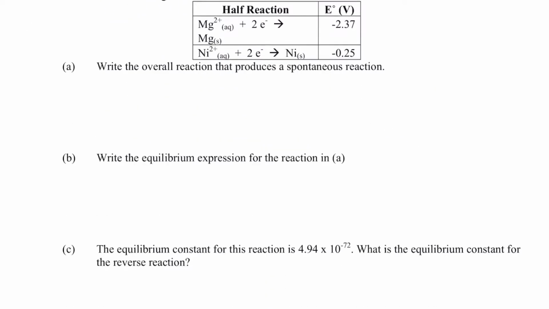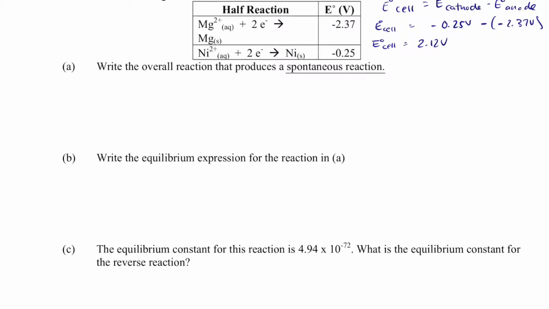Okay, so let's do this second one. Here we've got the following table, and we want a spontaneous reaction. Well, if we remember from previous notes, that is going to be E cell is equal to E cathode minus E anode. And we have negative 0.25 volts minus negative 2.37 volts. This is the only combination that will give me E cell as positive, and so I get 2.12 volts.